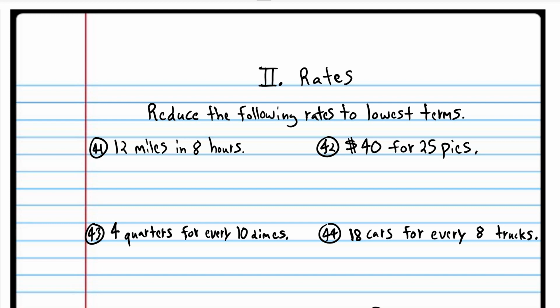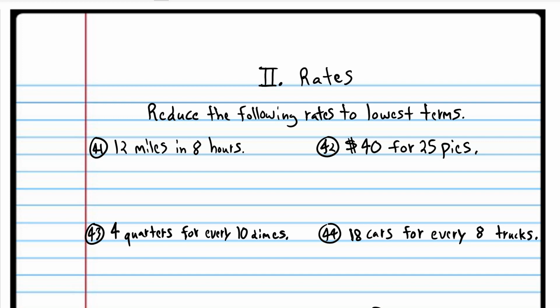That's the first difference. The second difference is that rates are always written as fractions, whereas ratios are not always written as fractions. Sometimes you see them with a colon or with the word "to" in between. Ratios, you can write them obviously as a sentence as you see here, but otherwise you would see them as fractions. So to start off, we're going to learn how to reduce rates to lowest terms, and you really already know how to do this.